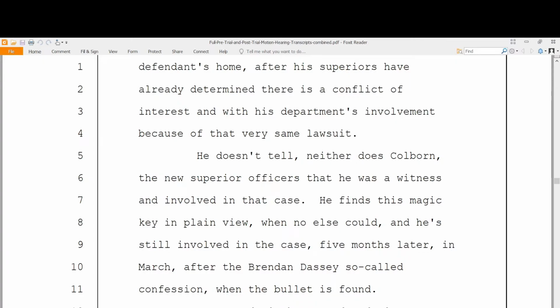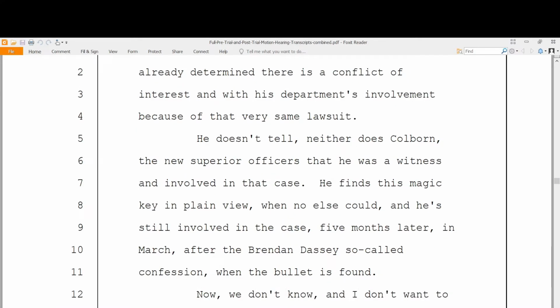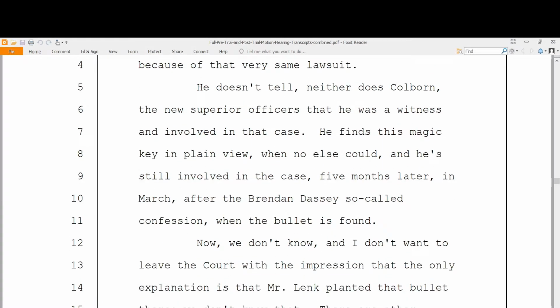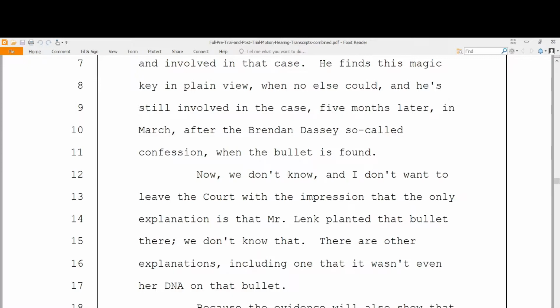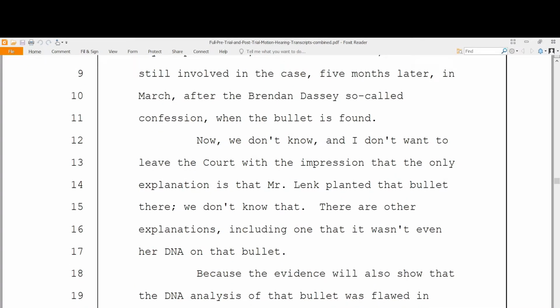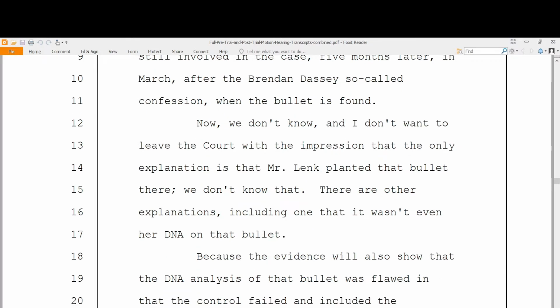He doesn't tell, neither does Colborn, the new superior officers, that he was a witness involved in that case. He finds this magic key in plain view when no one else could, and he's still involved in the case 5 months later, in March, after Brendan Dassey's so-called confession when the bullet was found. Now, we don't know, and I don't want to leave the court with the impression that the only explanation is that Mr. Lenk planted that bullet there.